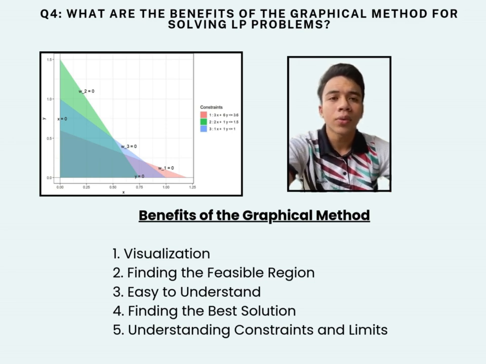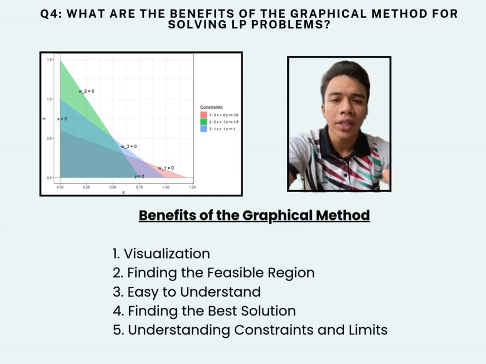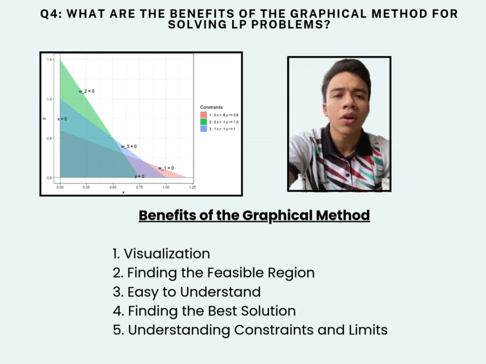Moving to the next question, which is, what are the benefits of the graphical method for solving linear programming problems? As we learned, there are several benefits that we could get. First, visualization. The graphical method shows the area where all the constraints overlap, making it easier to see how the constraints interact. It also helps show how changes in the rules or goals affect the solution.